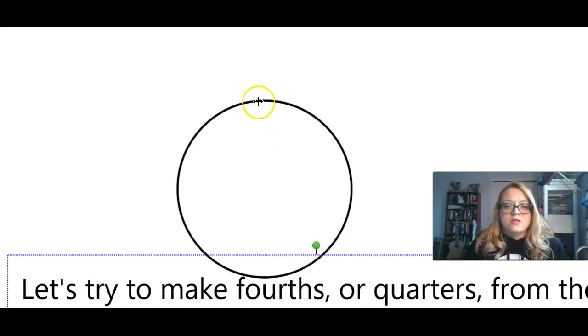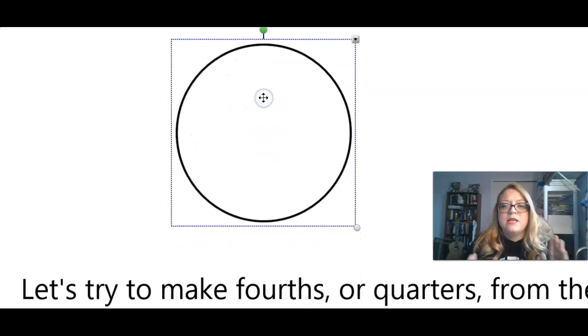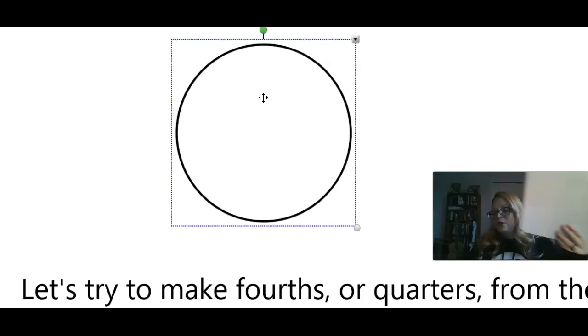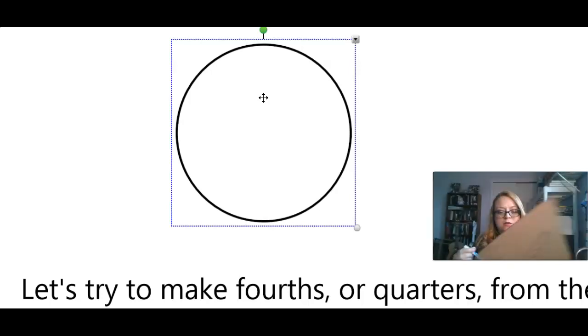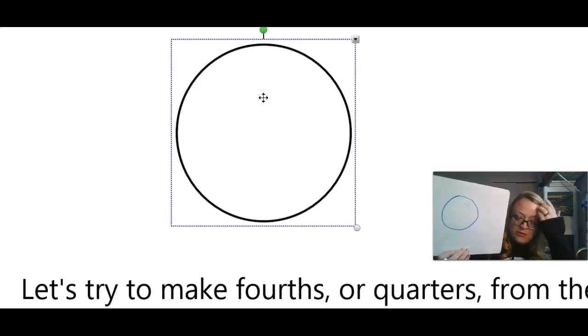Okay, so let's try to make our circle pizza into fourths or quarters. All right, so draw your circle. Now, guys, when we draw, our things are not always perfect, and that's okay as long as we do our what? That's right, our best. So here's my circle. It's not perfect, but we're going to pretend like it is.